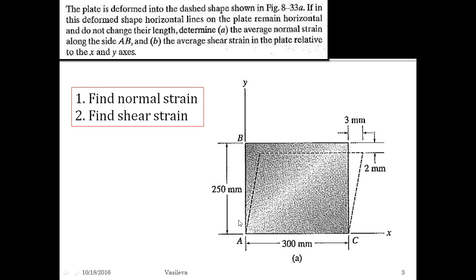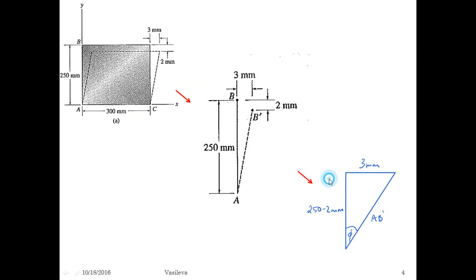So we have this original square, and then, is it a square? No, it's not a square, it's a rectangle. And then it gets shifted slightly. So I kind of redrew it to make a little bit more sense out of everything. So original AB is 250 millimeters. What we want to find is the new AB prime, that's the new length of the shifted line segment. And it shows us that it was shifted over 3 millimeters and shifted down 2 millimeters.